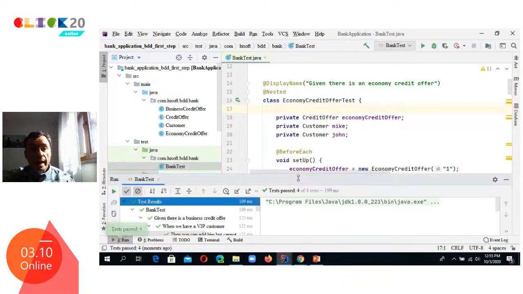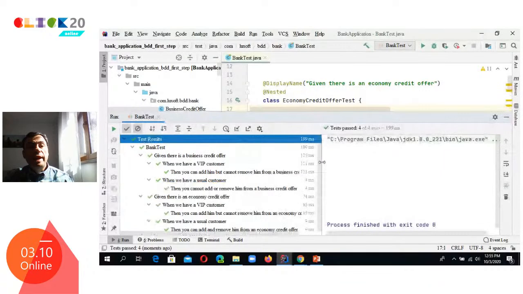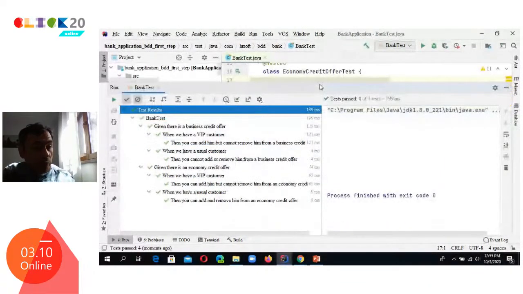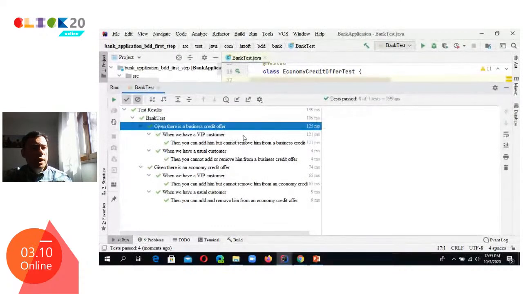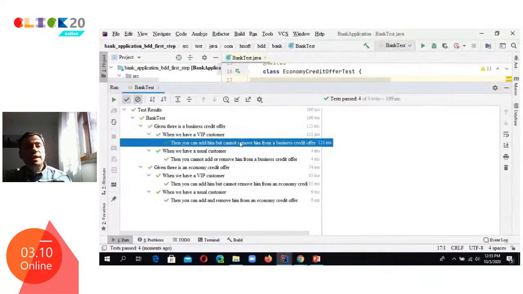And let's see how they look. We may read them in plain English, or we may read them in some other language if we would like to label them with the display name. Say, given there is a business credit offer, when we have a VIP customer, then you can add him but cannot remove him from a business credit offer.